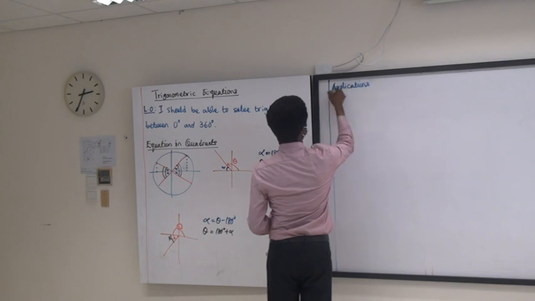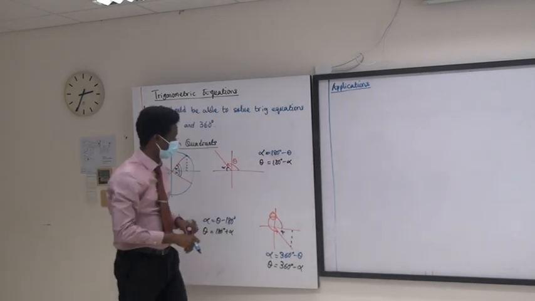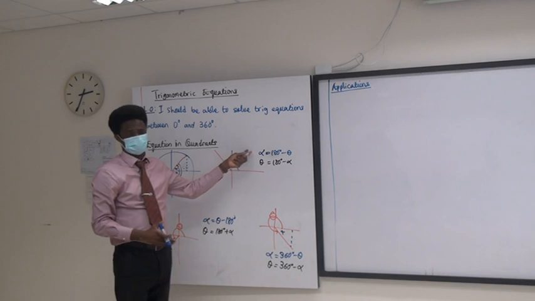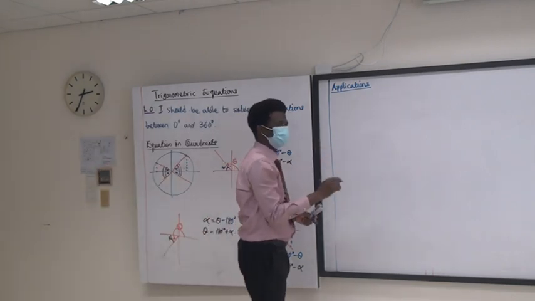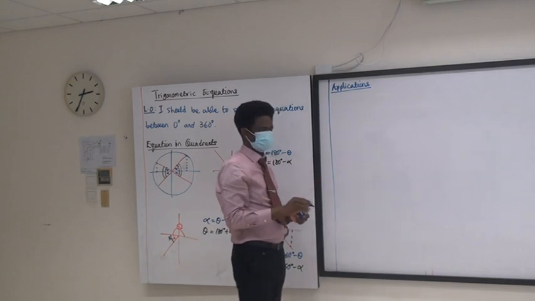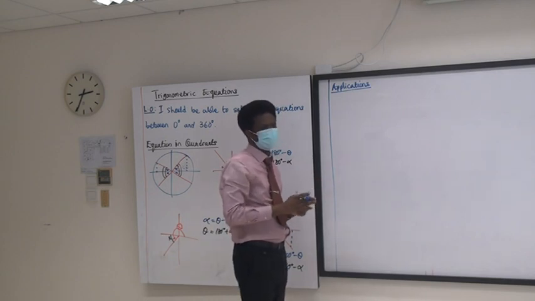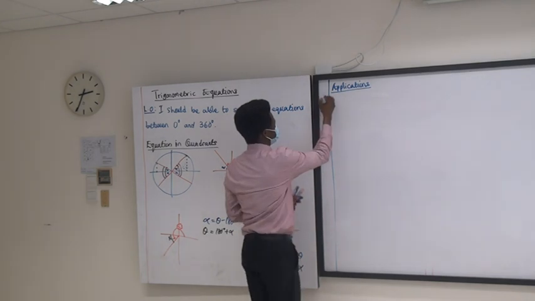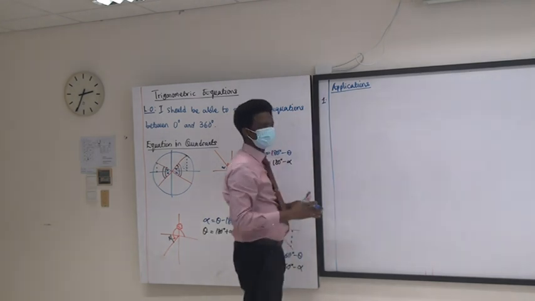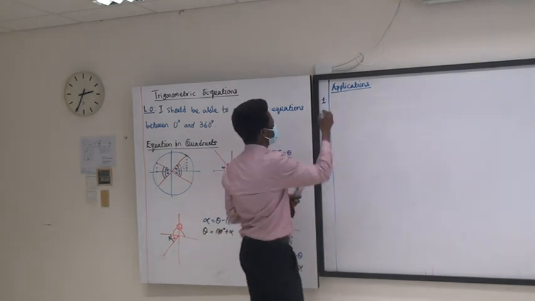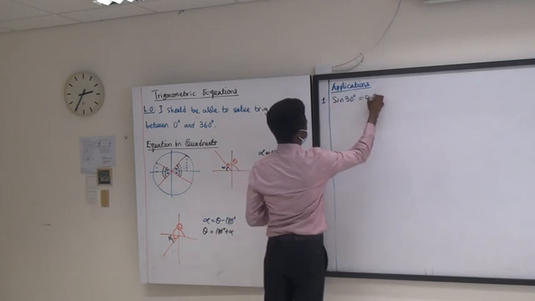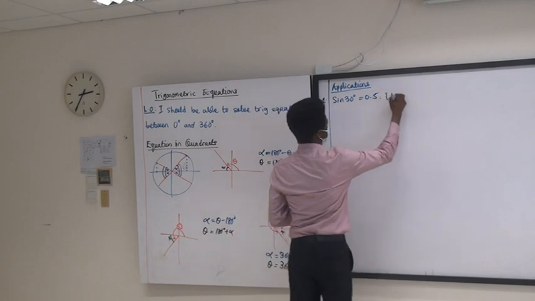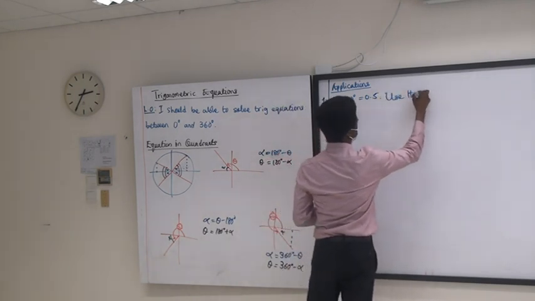You see, the first one is used. Currently, our IB students are working on this. The first one is used when you are only provided the angle in the first quadrant, and then you want to use that to find the angle in other quadrants. Can somebody confirm for me that sine 30 degrees is equal to 0.5? Yes. Okay? Now, see what I'm going to do.